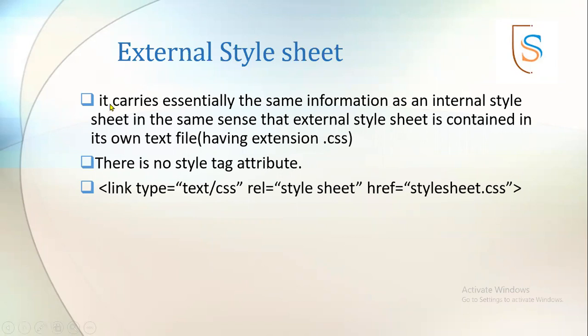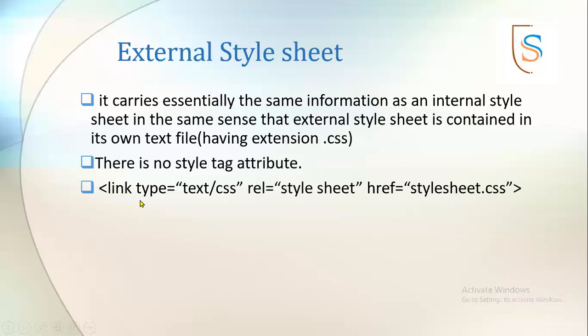What is the external style sheet? It carries essentially the same information as an internal style sheet, in the sense that an external style sheet is contained in its own text file. The only difference is that an internal style sheet defines things under the style tag, but external CSS defines all the formatting in a different CSS file with the extension .css, and we link that CSS file with our HTML page with the help of the link tag.